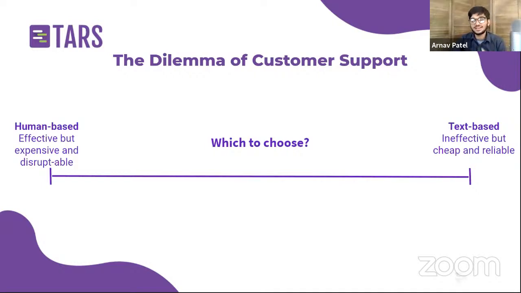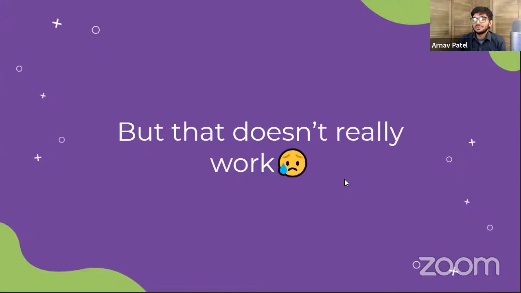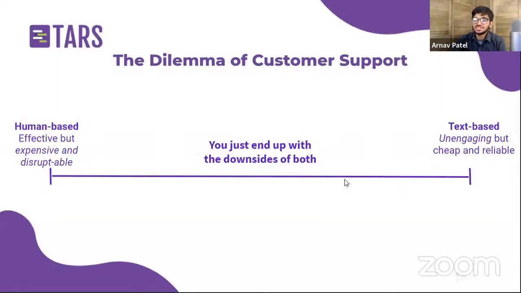But the end result of all of this is that as customer service people, as customer support people, we are stuck in this dilemma where we are choosing between human-based systems, which are effective but expensive and disruptible, and text-based systems that are ineffective but cheap and reliable. And most people choose both. That's not really a viable solution because you just end up with the problems of both. Like I described, your customer goes onto a web page, they skim through it, they don't find the answer to their question, even though it's there.